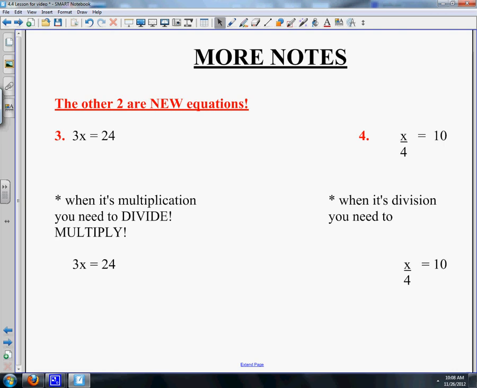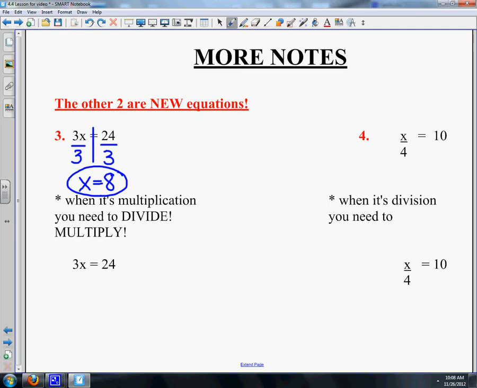Now, with multiplication and division, it's exactly the same. With this type of problem, 3 times what equals 24, you end up dividing both sides by 3, so x equals 8. If it is multiplication, which means the 3 and the x are right next to each other, I am going to divide 24 divided by 3, and that would get me my answer.